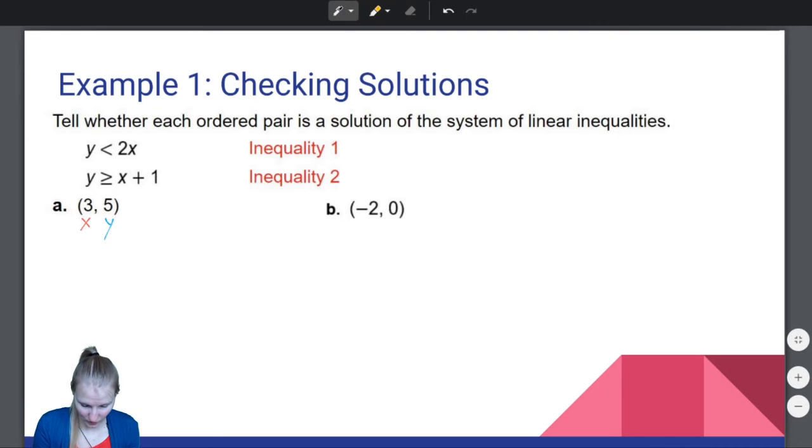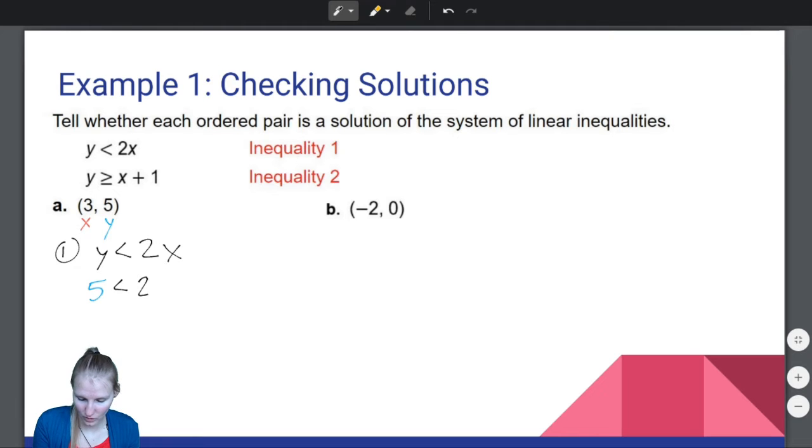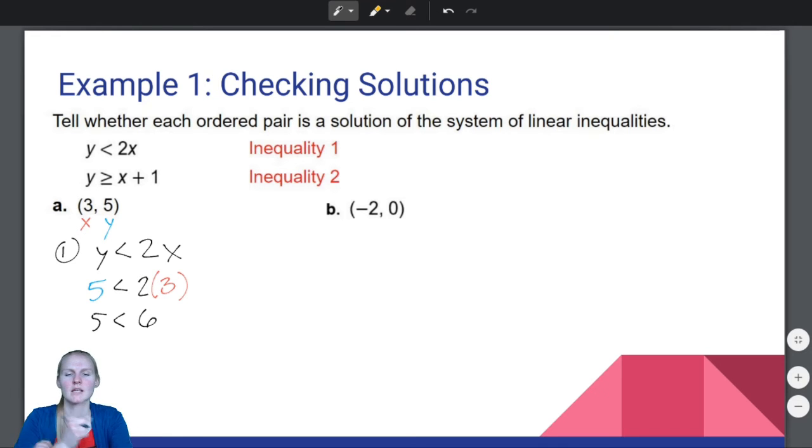So let's do inequality number 1 first. We have y is less than 2x. So we have 5 is less than 2 times 3, because x is 3. And 2 times 3 is 6. Is 5 less than 6? Yes, it is. So this point works for inequality number 1.